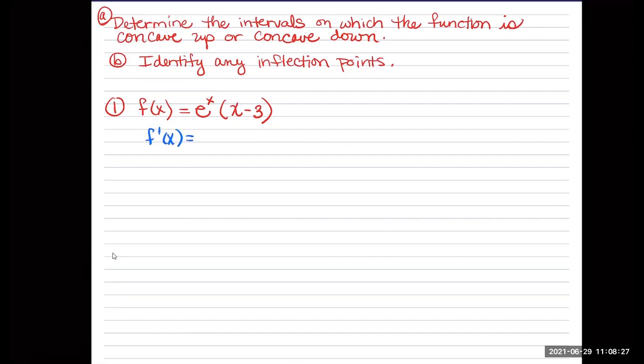When I find the first derivative, we're going to use the product rule. So the first times the derivative of x minus 3, which is 1, plus the second times the derivative of the first. So I used the product rule. We want to make that look as nice as we can before we take the derivative again. So I'm going to factor an e to the x out of that.